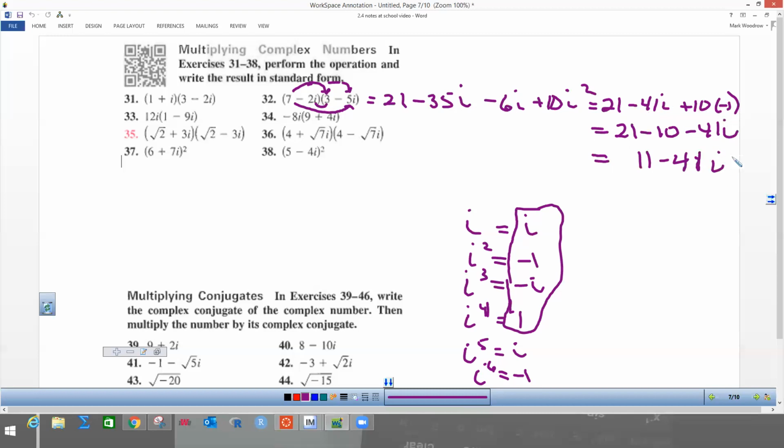You notice I'm putting a little tail on my i's. You need to do that because if you don't, it might look like a 1. So put a little tail on your i. So this is the answer to number 32. I'm going to do one more. I'm going to do 38.